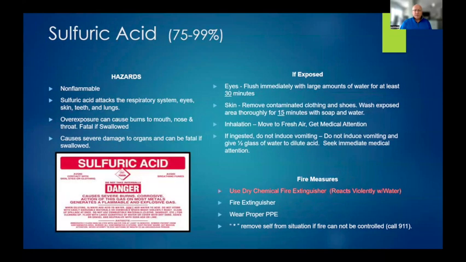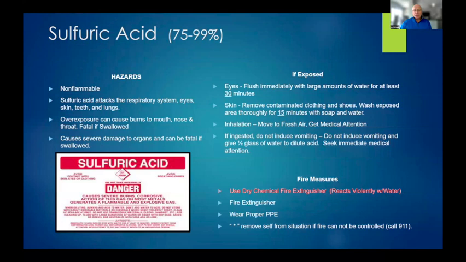Sulfuric acid, from what I understand, the concentrations at your facilities are 75 to 99% concentration. It is non-flammable, but very corrosive. Sulfuric acid can cause issues with the respiratory system if you're not wearing respiratory protection. If it gets in your eyes, there's an issue there, and you have to flush for at least 15 minutes, extending it to 30 minutes.